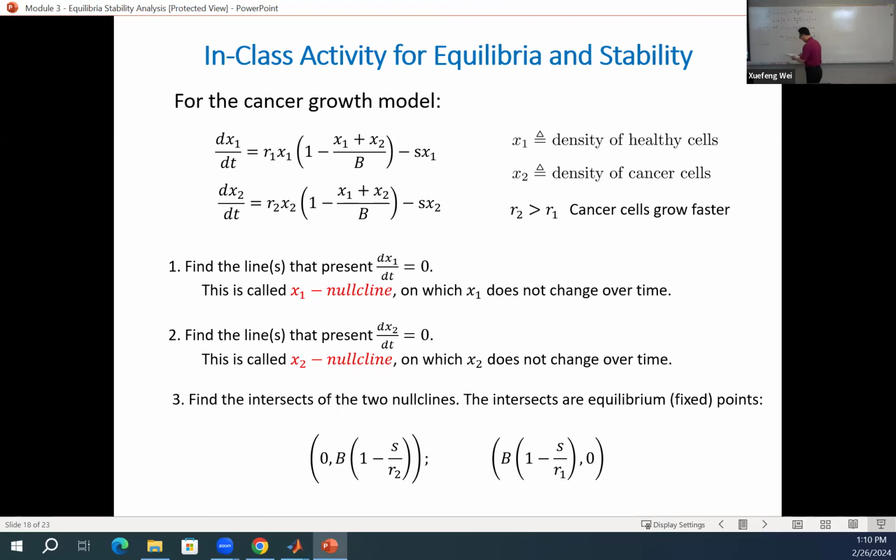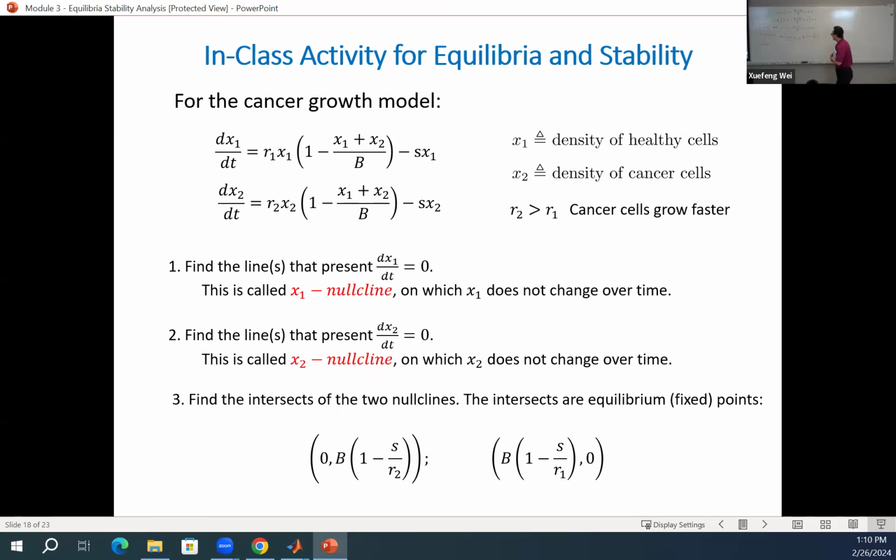Similarly, this is called the x1 nullcline. These two lines are called the x1 nullcline. I'm going to call it the x1 nullcline. That's whatever you call it.